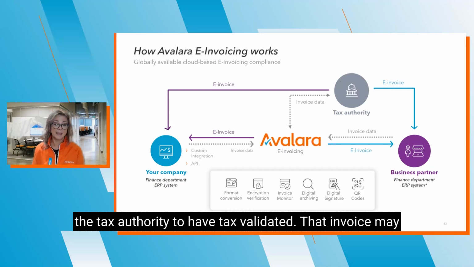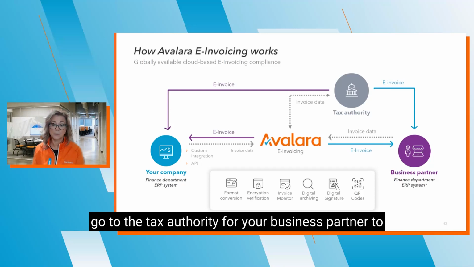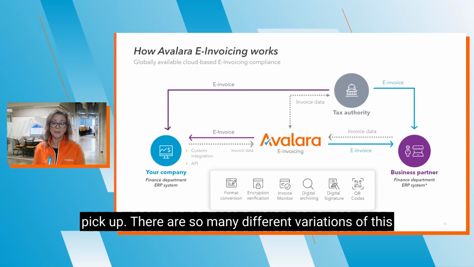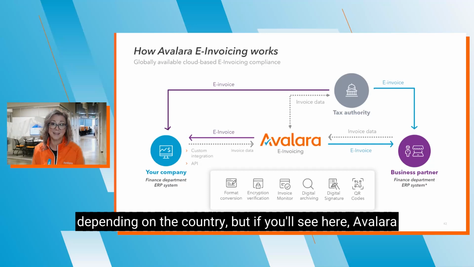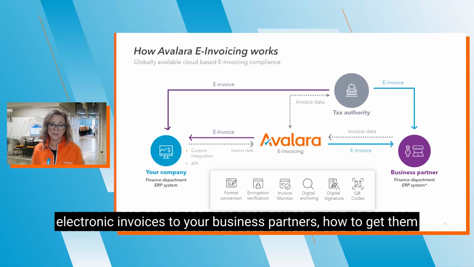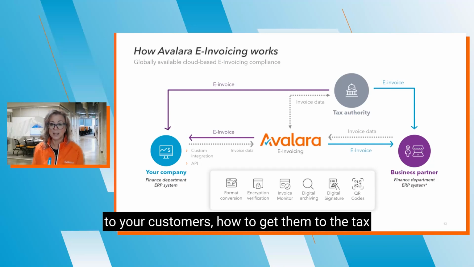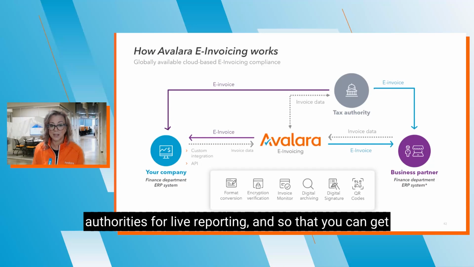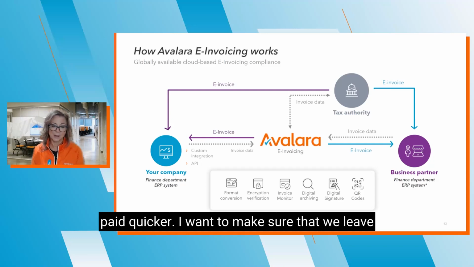That invoice may go to the tax authority for your business partner to pick up. There's so many different variations of this depending on the country. But if you'll see here, Avalara has everything under control, right? We know how to get those electronic invoices to your business partners, how to get them to your customers, how to get them to the tax authorities for live reporting, and so that you can get paid quicker.